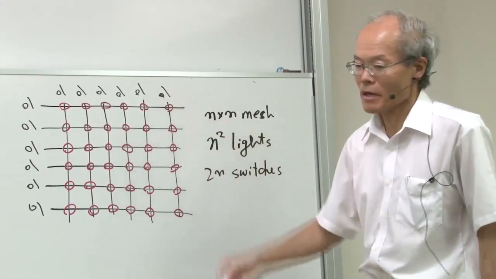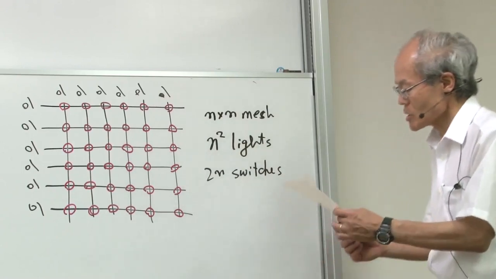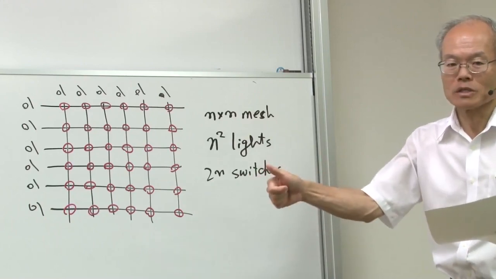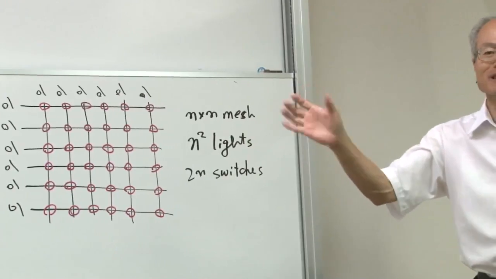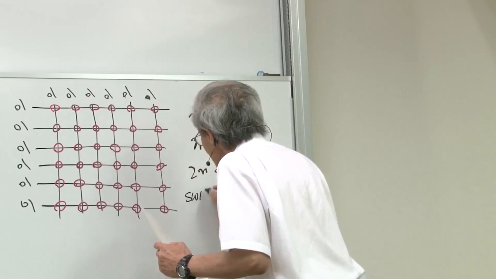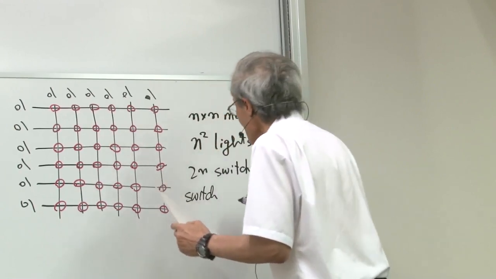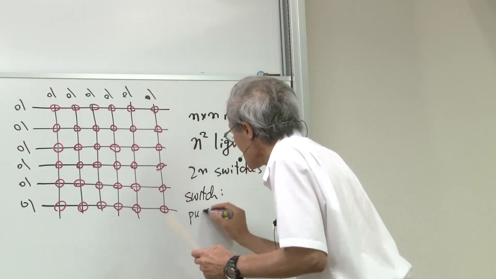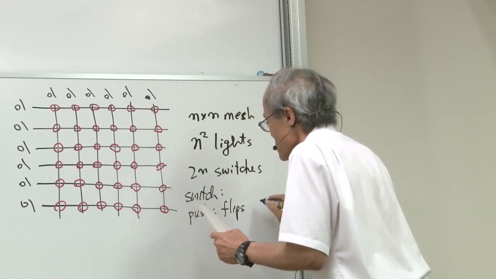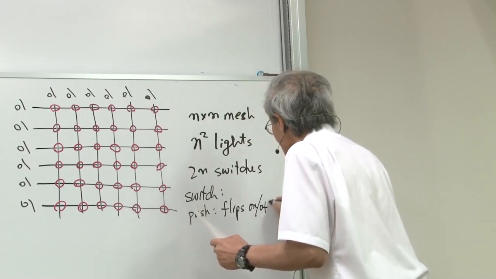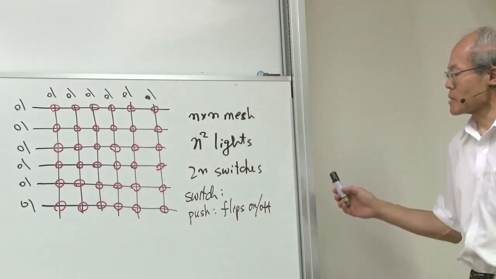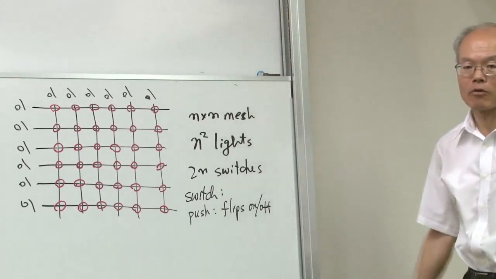My drawing is bad. But the switch is a so-called push switch, an alternating switch. Each switch, if you push it, flips. If you push, it flips on and off of that row or column.